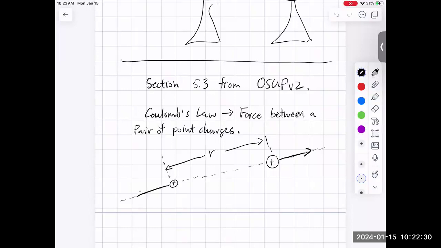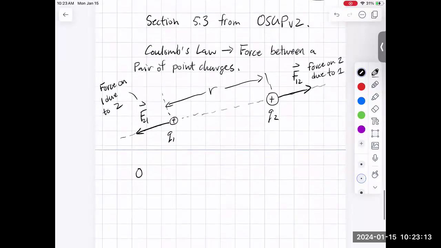So here's this force. And so let's call this charge Q1. And here's charge Q2. And so we would say this would be the force on charge 2 due to Q1. And this would be the force on charge 1 due to Q2. So force on 1 due to 2. And this is the force on 2 due to 1. Okay. So what we're going to do is we're going to make some observations here.